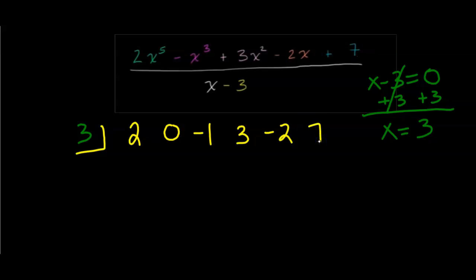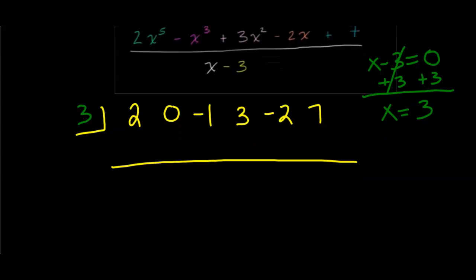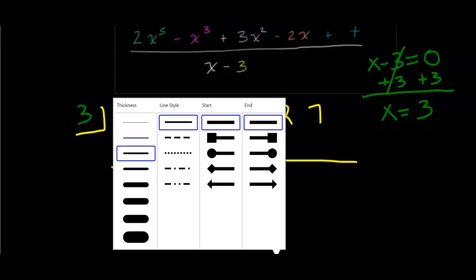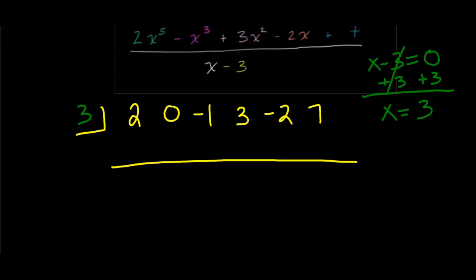And then you're going to leave a little space here where you're going to write some more numbers, and then you're going to draw a line. This is called synthetic division. Synthetic means fake, right? So we actually aren't doing any dividing here. We're just going to be multiplying and adding the whole time. Your first step is to drop down this first number.